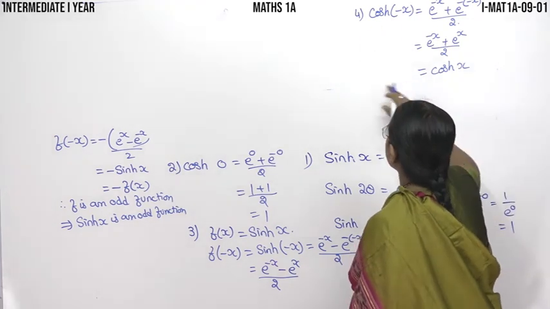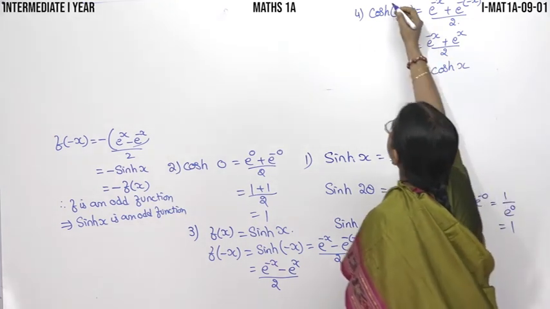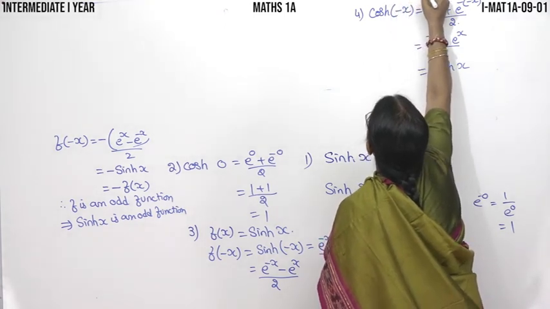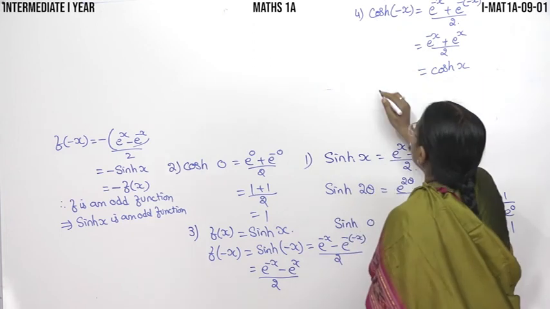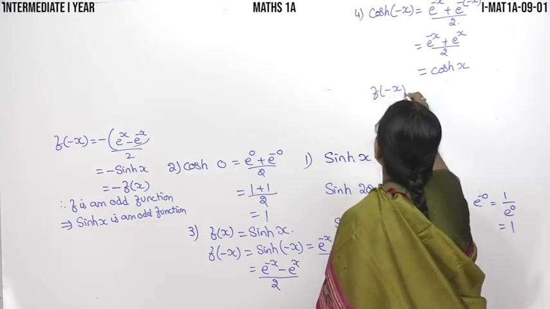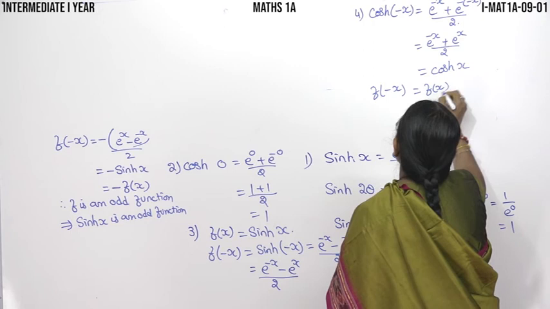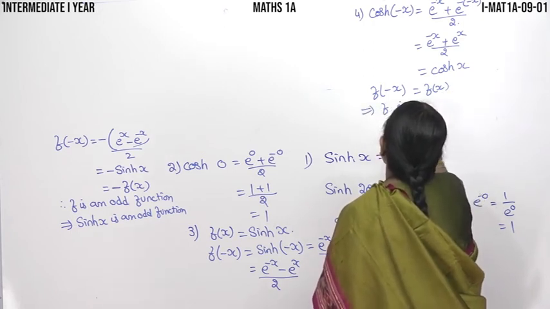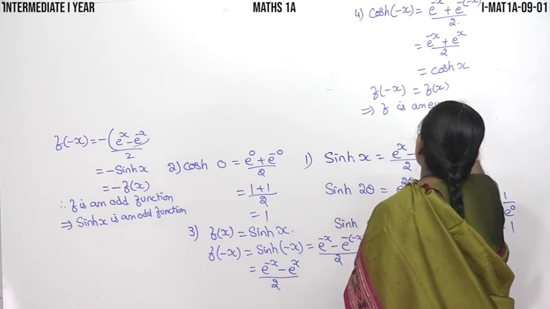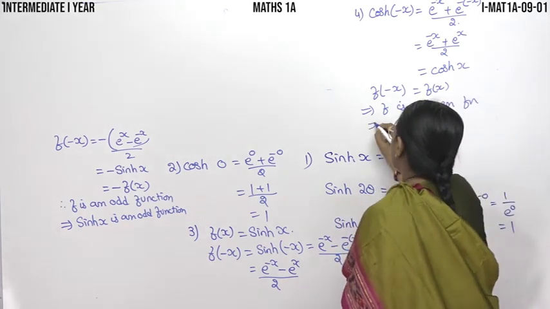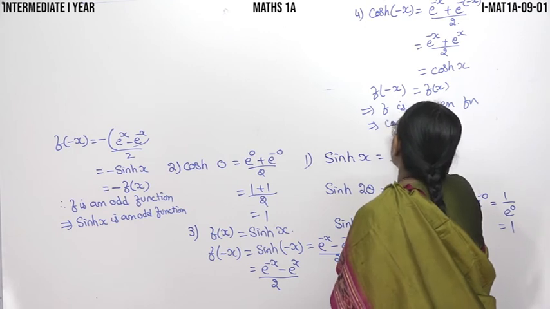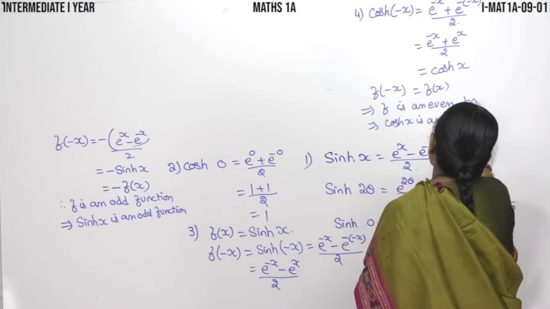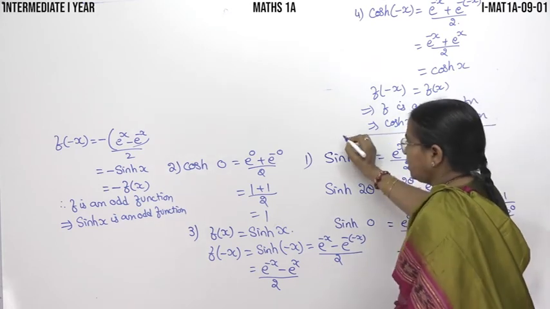If you take this as f of x, cos h of x, suppose that f of x is cos hx, then you prove that f of minus x is equal to f of x. This implies that f is an even function. So even function, what is it? F of x is cos hx. So cos hx is an even function.